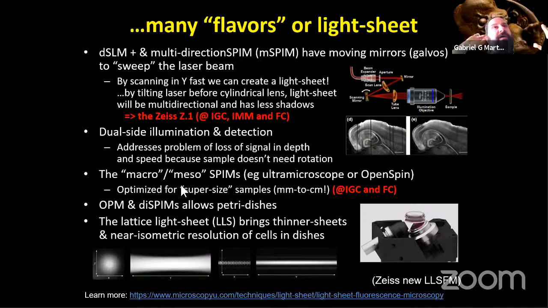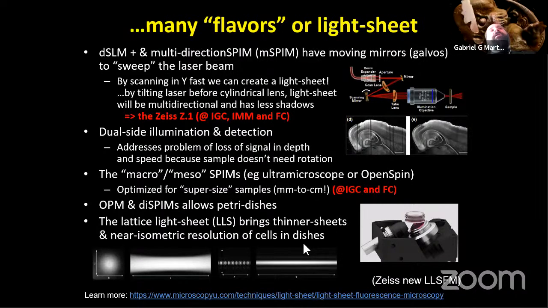How big a sample can you have? Well, it depends on the construction of the light sheet itself. There are limits. Macro and meso samples, and by macro, I mean in the range of multiple millimeters or even centimeters, are far too large for your typical Zeiss Z1, which is optimized mostly for live imaging. But it is possible to do things as large as 1, 2, 3, 4 centimeters using, for example, the macro light sheet that exists at the Champalimaud Foundation, the ultramicroscope, or our own OpenSPIN and OpenT at the Gulbenkian Institute.